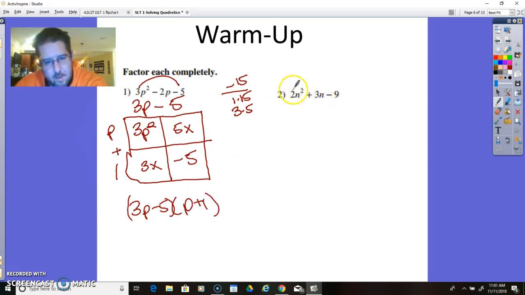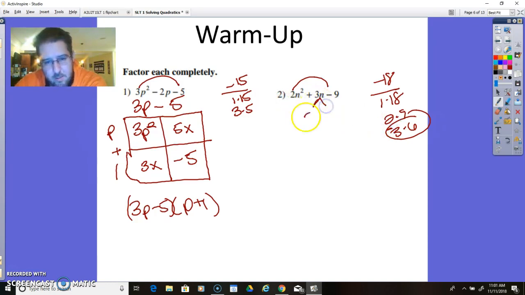All right, and this one, so 2 times negative 9 is negative 18. Factors that give me 18 are here, and which one of these is going to add up to 3? That would be 3 and 6. Keep in mind that the negative has to be the 3.